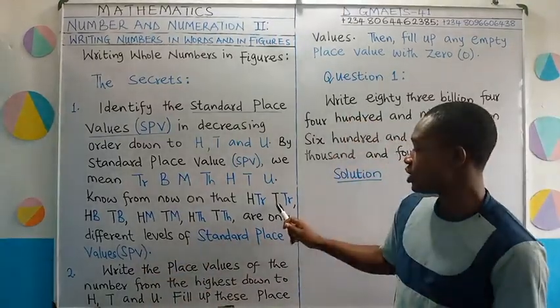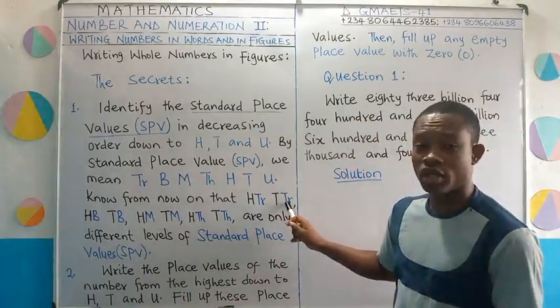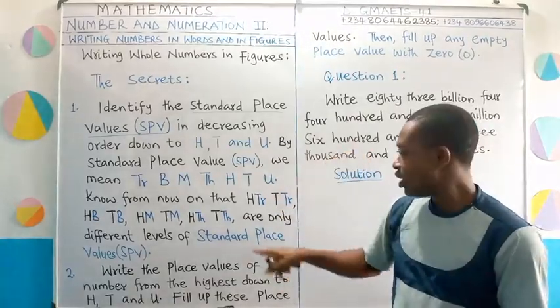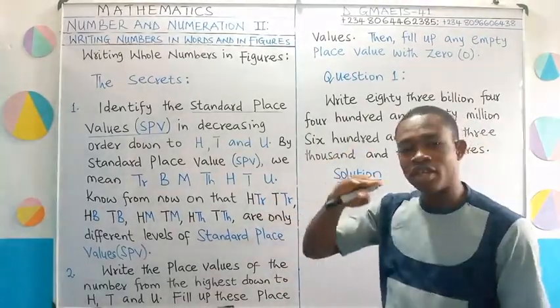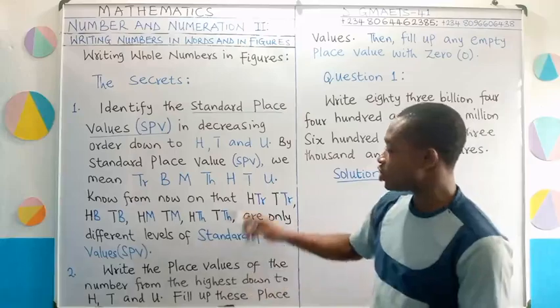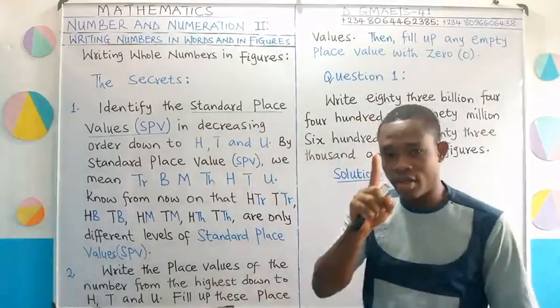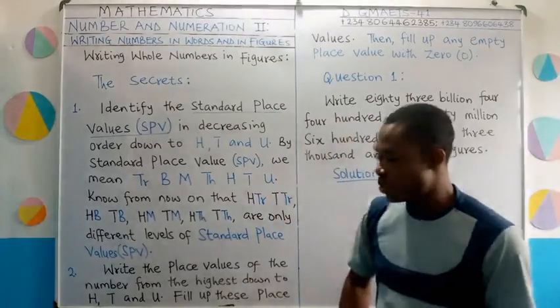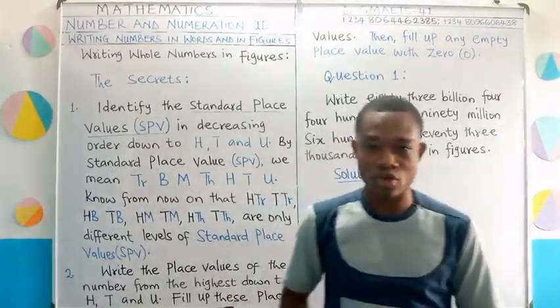For example, when you see this TTR, tens of trillion, it means under the trillions, you're now operating with 2 digits there. Hundreds of trillion, it means under the trillion place value, you're now operating with 3 digits. But if you hear just trillion, it means you're operating with just 1 digit in the trillion level. Don't worry, we're going to see all of this as we solve questions.